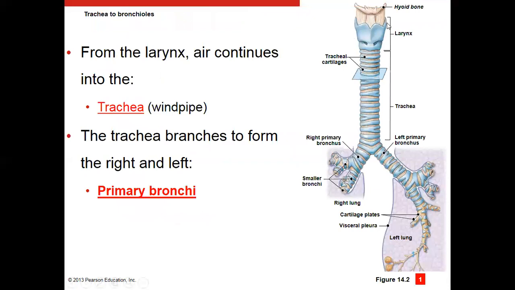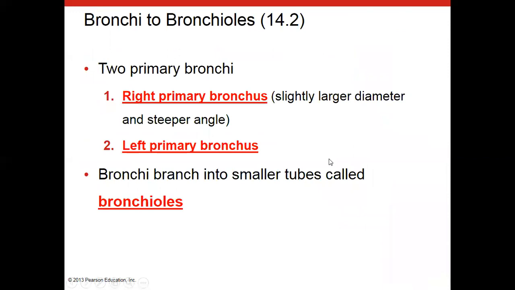Right here's your larynx, your voice box, where your glottis is located, and that glottis is surrounded by vocal cords, which vibrate as air moves past them to produce sound. Air moves into the trachea, your windpipe, and then the trachea terminates here and branches into a right and a left primary bronchus. The left primary bronchus conducts air into the left lung, and the right primary bronchus conducts air into the right lung, which is exactly what it says on this slide.